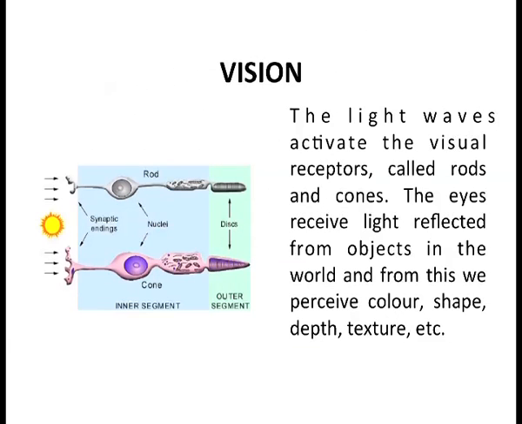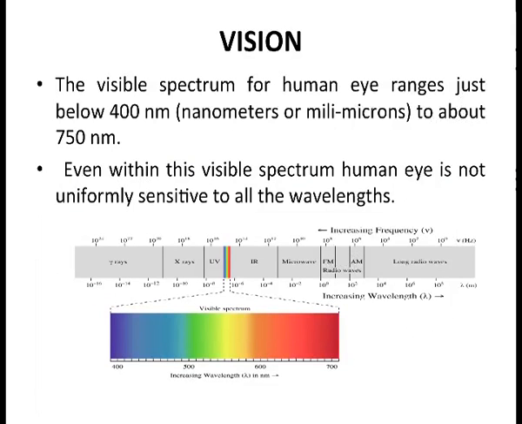The light waves activate the visual receptors, which are called the rods and the cones. The eyes receive light reflected from objects in the world, and from this we perceive color, shape, depth, texture, etc. The visible spectrum for the human eye ranges from just below 400 nanometers.